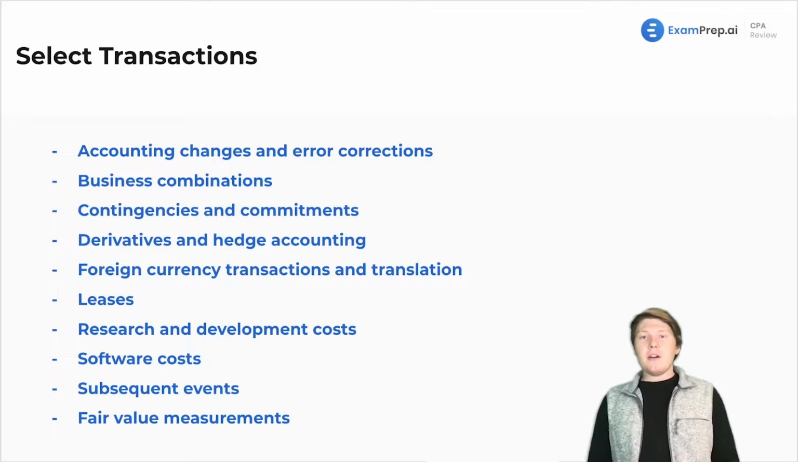All right, that was a good amount of material we saw here. Let's just recap and summarize everything that we saw. With accounting changes and error corrections, we essentially have four treatments, one of those being an error.